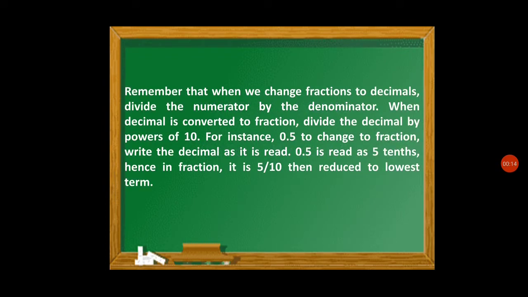Remember that when we change fractions to decimals, divide the numerator by the denominator. When a decimal is converted to a fraction, divide the decimal by a power of 10. For instance, to change 0.5 to a fraction, write the decimal as it is read. 0.5 is read as 5/10. Hence in fraction, it is 5 over 10, then reduced to lowest term.